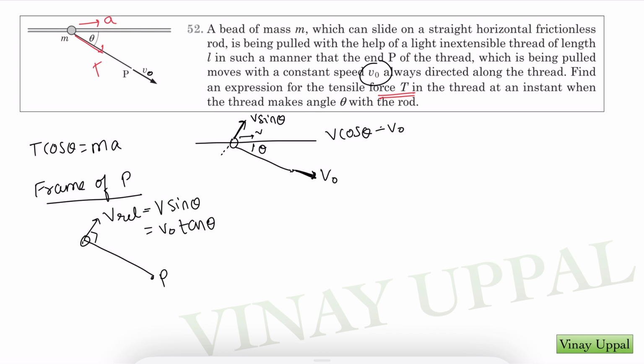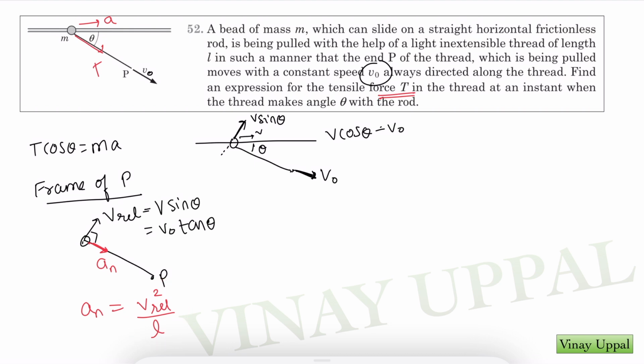Now, the component of acceleration of the bead along the string, the normal component in the frame of point P, will be nothing but v relative squared by L. So this is the main equation. In such problems, we write the component of acceleration along the string, because that will be the centripetal acceleration. In the point P frame, the bead is performing circular motion, so this will become my centripetal acceleration.